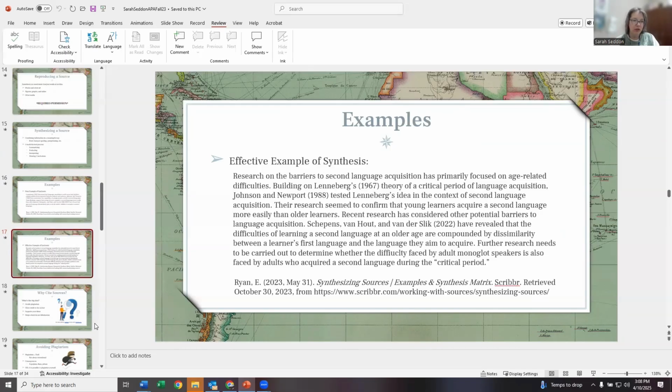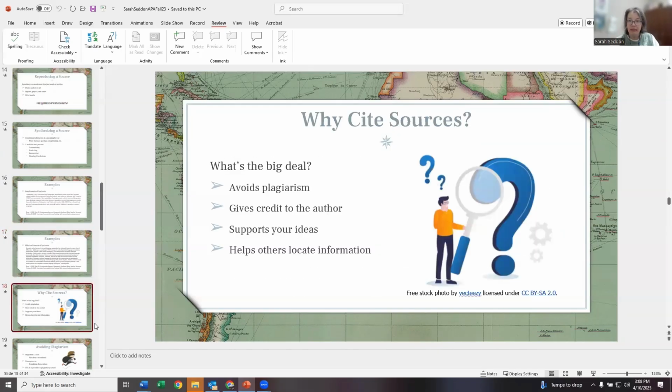All right. So we've talked about why you need to use sources and how to use them. Now we're going to talk about why you need to cite the sources you use. There are four major reasons for this. Number one, it avoids plagiarism. That's a big one. Number two, it gives credit to the author. Three, it supports your ideas. And four, it helps others to locate information.